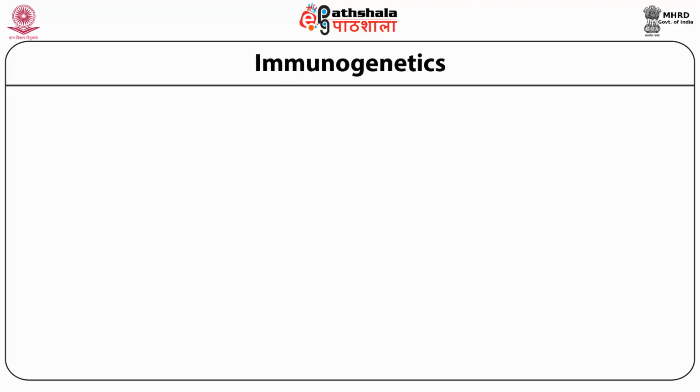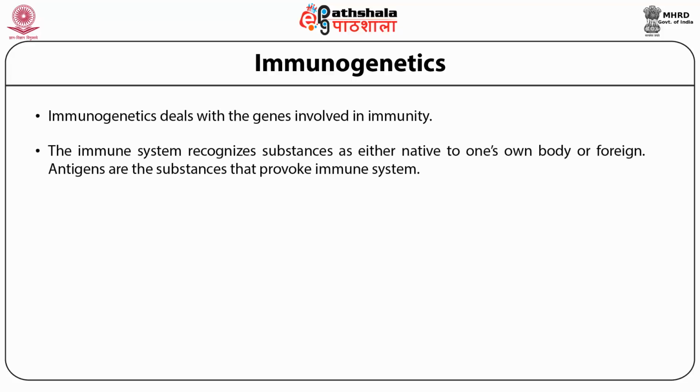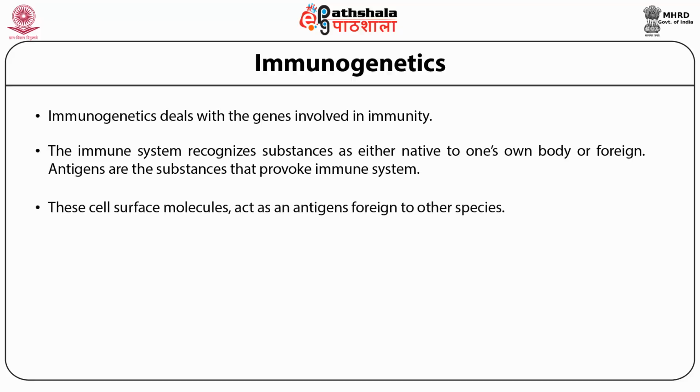Human population genetics and immunogenetics. Immunogenetics deals with the genes involved in immunity. The immune system recognizes a substance as either native to one's own body or foreign. Antigens are the substances that provoke the immune system. They are present on the cell surfaces. These cell surface molecules act as antigens foreign to other species. The interaction with any foreign antigen results in the production of antibodies.